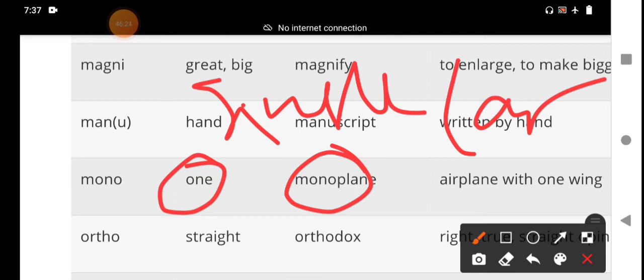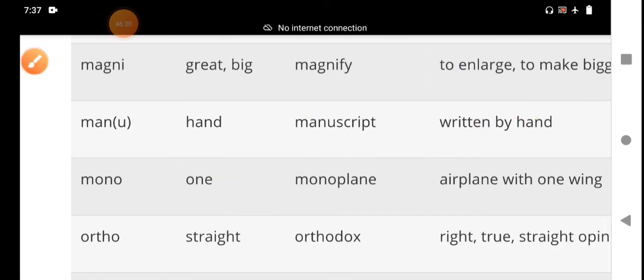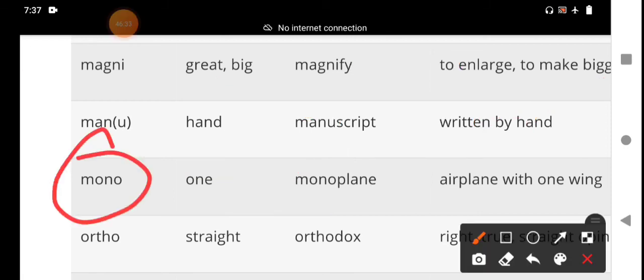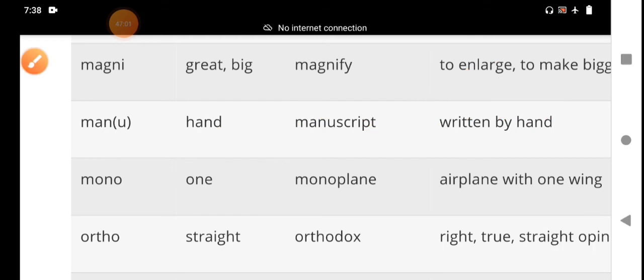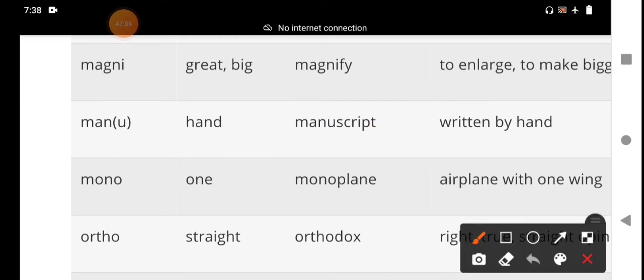So many words are there from the prefix mono, meaning single or one. Monolithic. What is the meaning of monolithic? Formed of a single large block of stone. Lith means stone. That is the root word, lith. Mono means single, monolithic: formed of a single large block of stone. That is called monolithic.